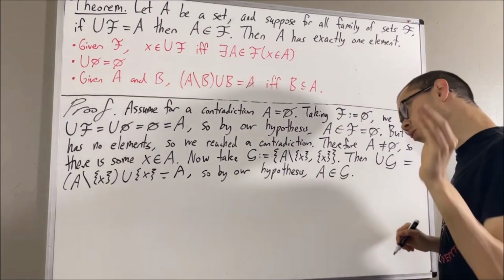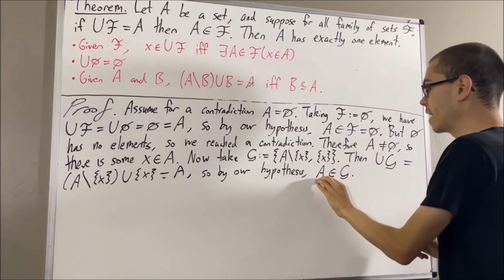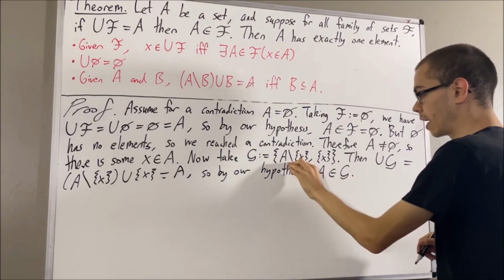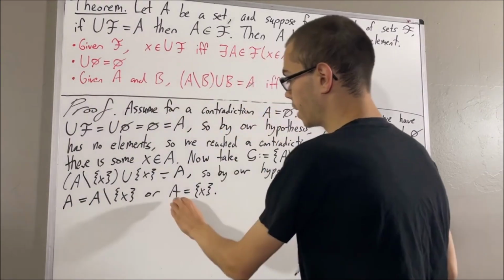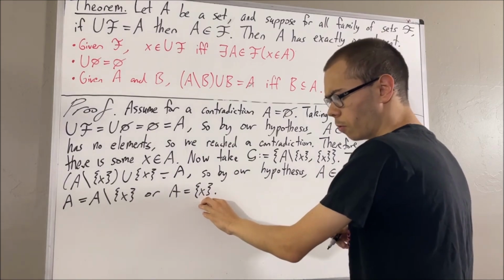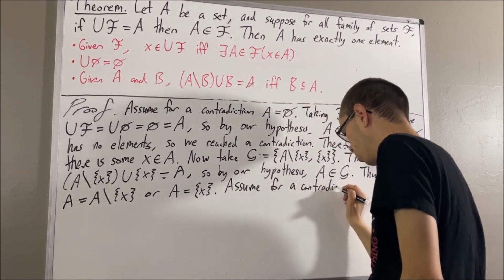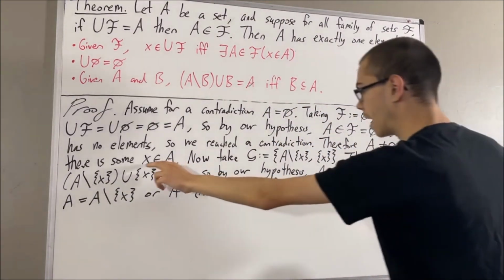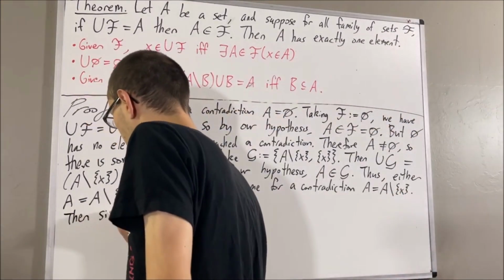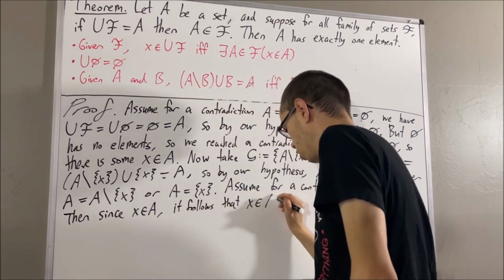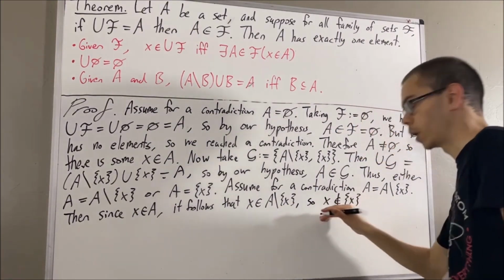But remember, G only consists of two objects, this guy and this guy. So since A is an element of G, A must be equal to either this guy or this guy. Now we want to show that A is equal to the singleton set of X. Well, what happens if A is equal to this guy instead? Well, since X is an element of A, we have that X is an element of A set minus the singleton set of X. Which means X is not an element of the singleton set of X, but that's absurd.